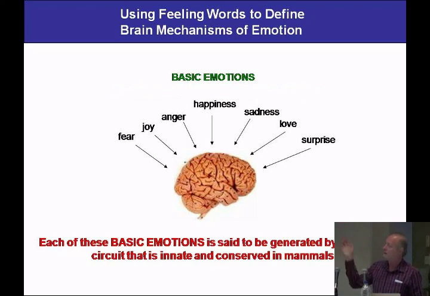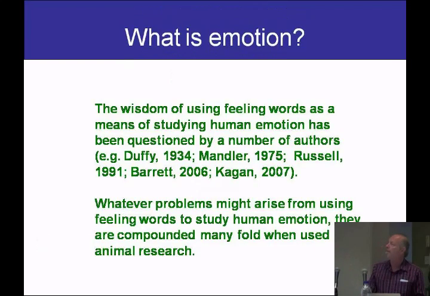So here is the standard list of basic emotions. I think these are Ekman's. Each of these is said to be generated by an innate circuit that is conserved across mammals. And the wisdom of using these feeling words as a way to go looking for things in the human brain has been questioned by a lot of people, just a few examples listed here. But whatever problems there are with this in humans, they're greatly confounded and multiplied when we try to use this to study emotions in animals.